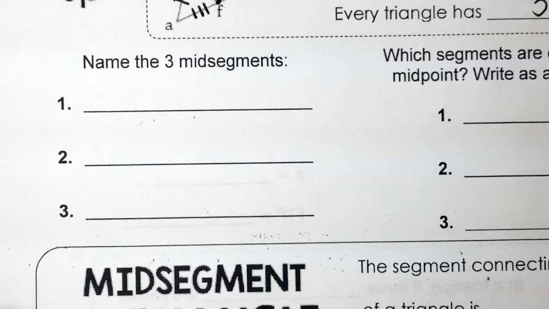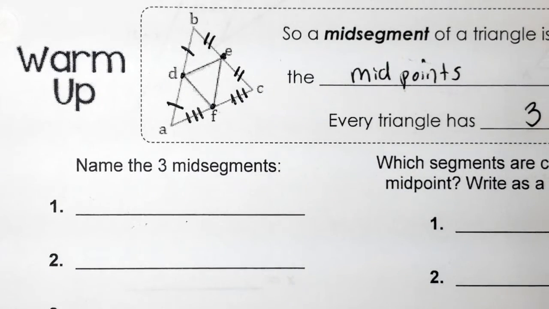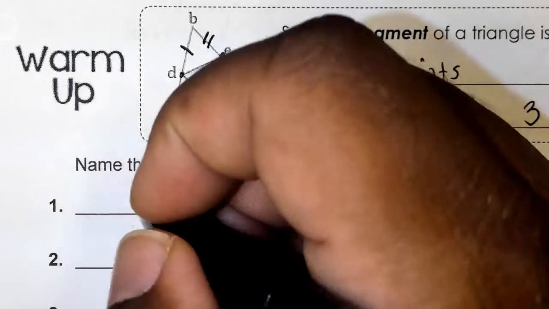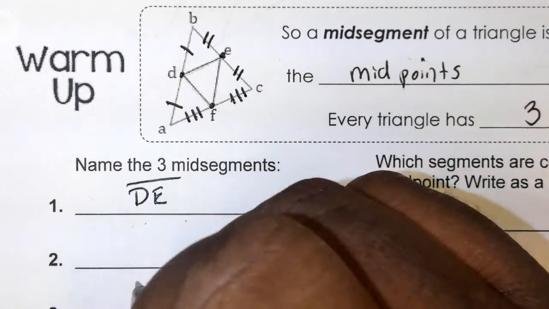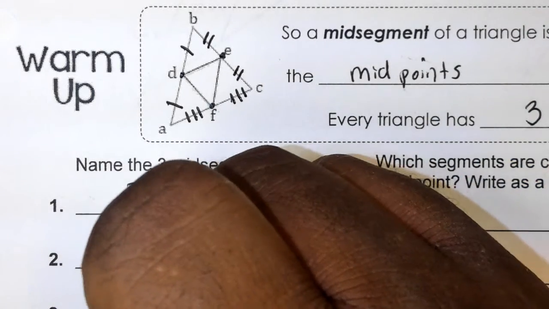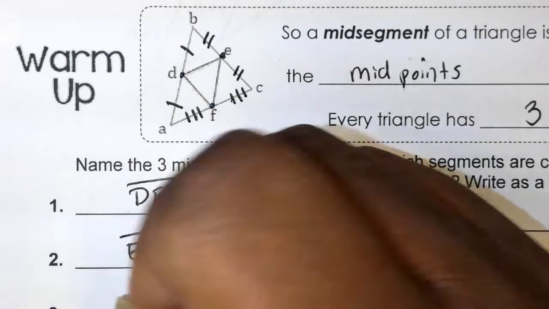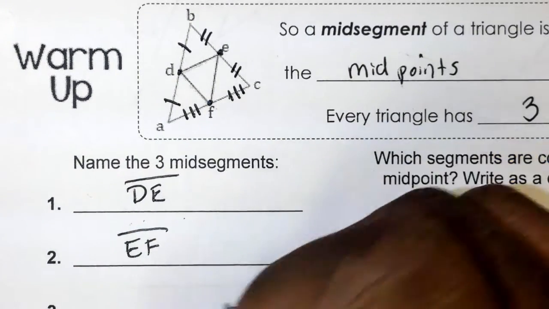First part, name the 3 mid-segments. Kind of just told them to you, but we're going to name them. First one is DE. Second mid-segment would be EF. The third one would be FD.